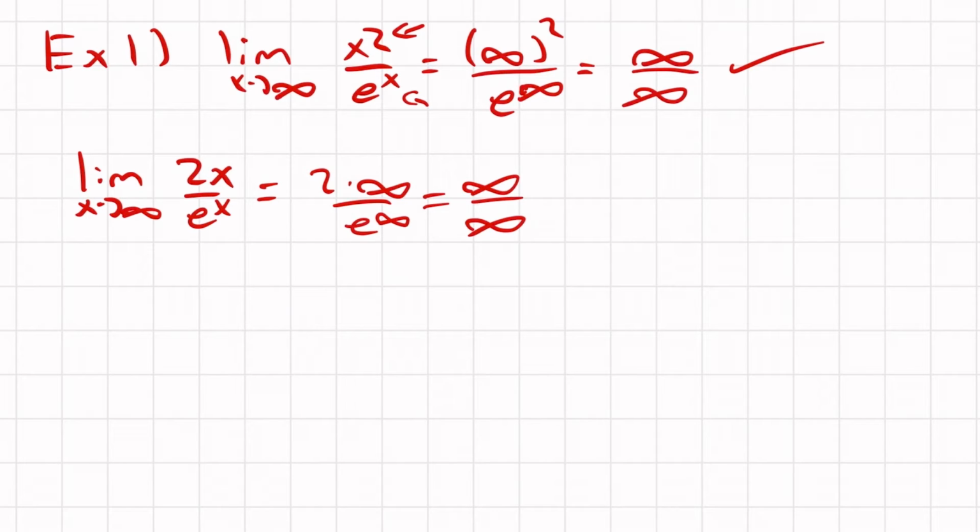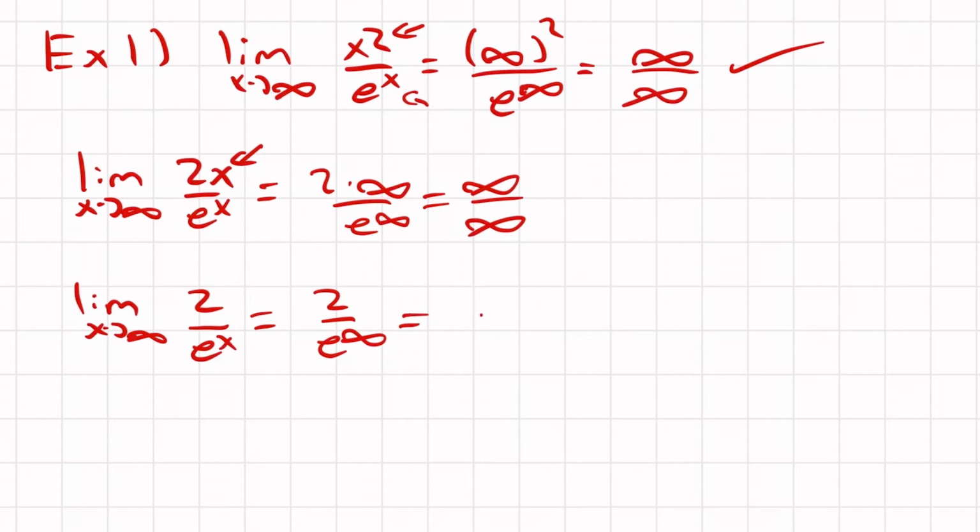The derivative of 2x is just going to be 2, and the derivative of e to the x is just going to be e to the x. Plugging in infinity, we get the following, 2 over e to the infinity, and 2 over e to the infinity is just going to be 0. So this is our answer, and that is the first problem done.